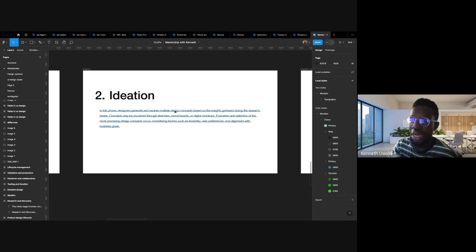And there are also other methods. At this point you can also engage in design sprints as well. You'll get to understand what design sprints are much later on in your journey. But there are several other methods that are involved in this ideation.